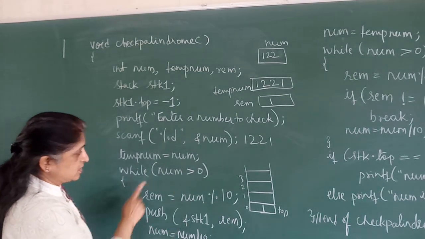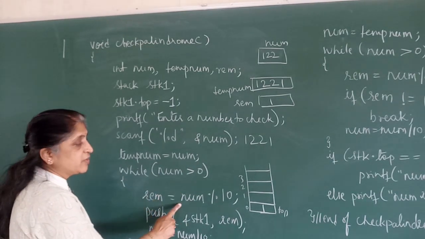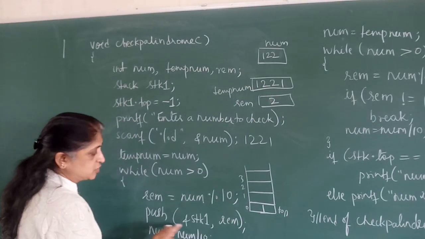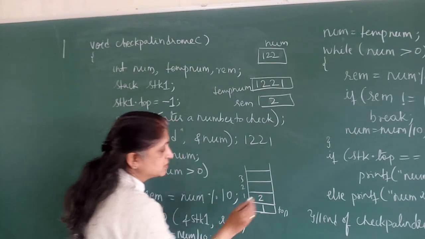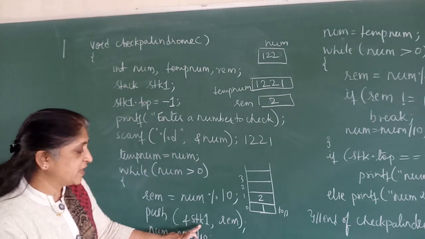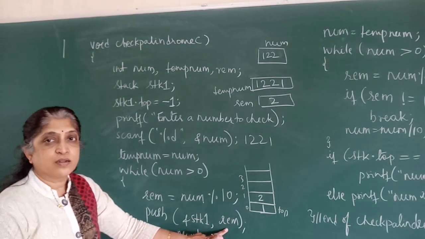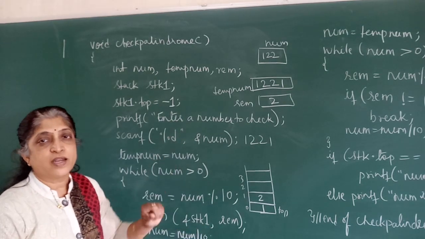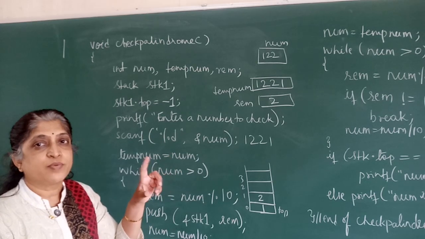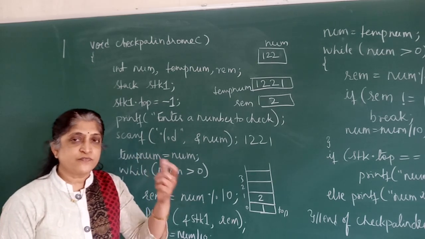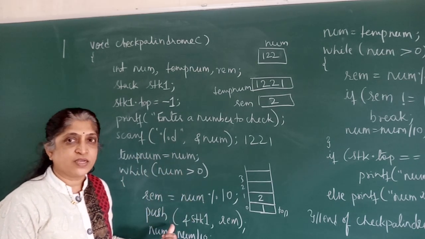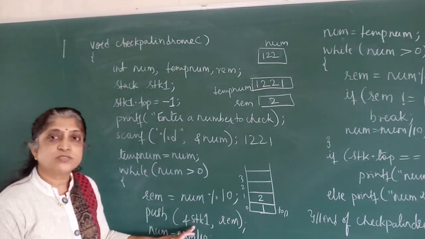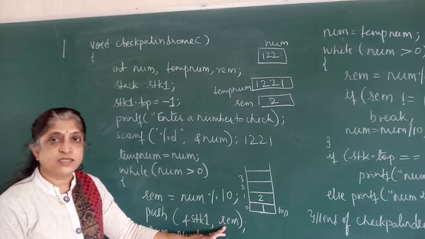Then again, the number is greater than 0, find the remainder. The remainder of this is 2, then push 2 to the stack. See the statement I have written: address of stk1, comma, remainder. These are the two arguments passed to the push function, and that is what I had told you while writing the prototype. It takes the first argument as a pointer to stack type of data, and the second argument it accepts is an integer. This is a pointer to stack type of data and this is an integer.